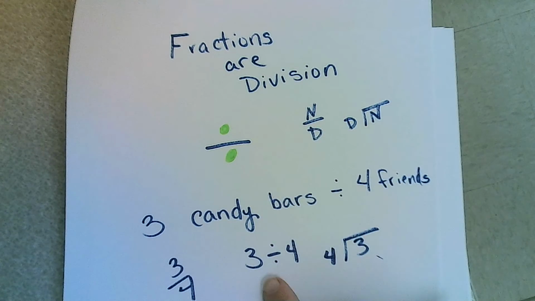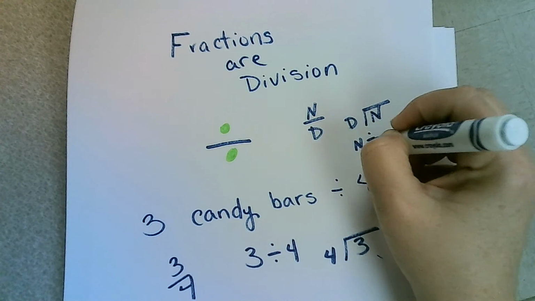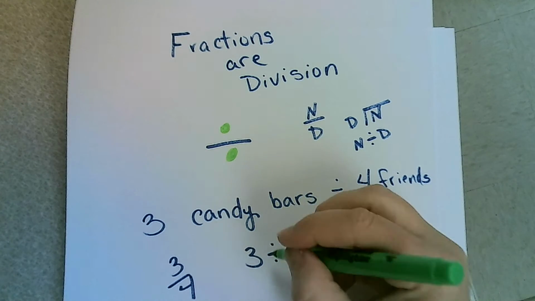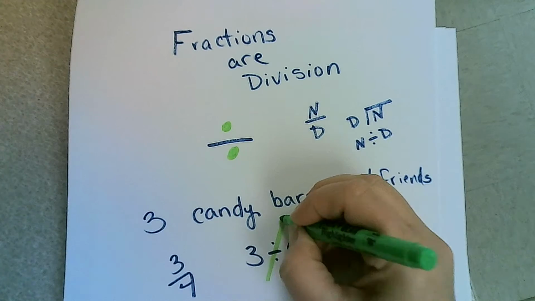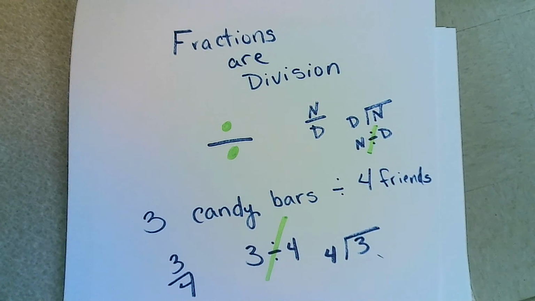And if it's written like this, you would say numerator divided by denominator. And one thing that I teach my students is you can just put a slash right here, and it turns it into a fraction, 3/4.